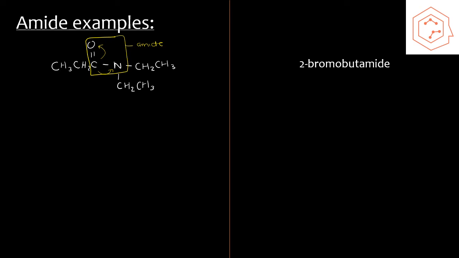Now, first we want to identify the parent chain. We're looking for the carbon chain bonded to that nitrogen that has the carbonyl group, that double bonded oxygen, which is the part that also comes from our carboxylic acid. If we look here, it would be this carbon chain. This is going to act as our parent chain, so we're going to use its chain length as the prefix before our word amide to signify it is an amide. If we count the chain length, we see that we have 3 carbons in this parent chain.